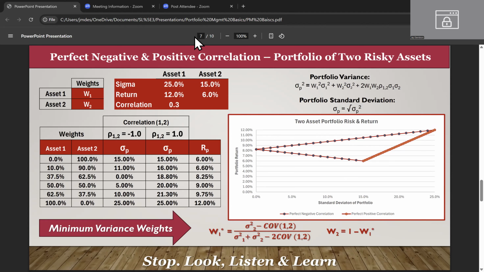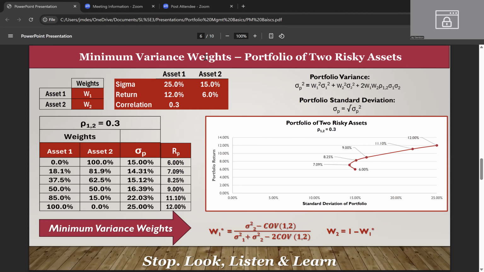Now, just to make the point here, let's go back to the other slide. Here we're investing half in asset A and half in asset B, and we see that the standard deviation of the portfolio is less than 20%. And that's because you have a correlation that is less than 1.